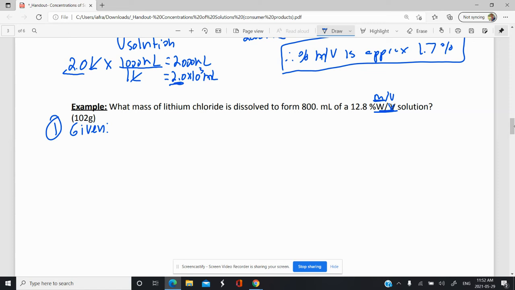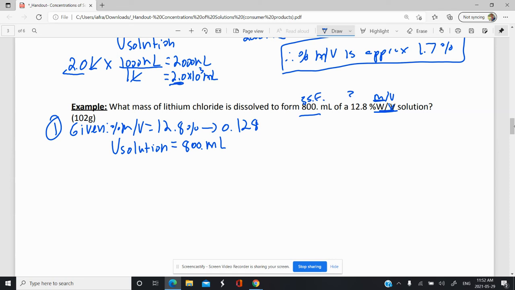We have the percent mass volume, which is equal to 12.8%, which, don't forget, in decimal form is 0.128, because we're going to probably have to use it in this form. We also have the volume of the solution given to us in milliliters already, so 800 milliliters. Just to identify, this is 3 sig figs here because of that point there, and so is this. So our final answer is going to be according to 3 significant figures.